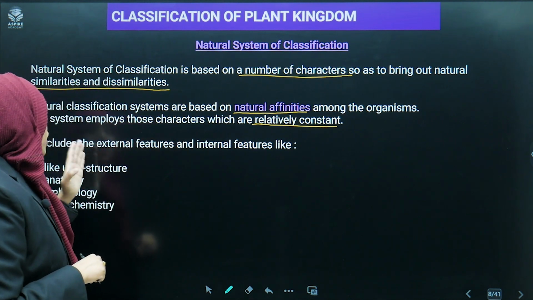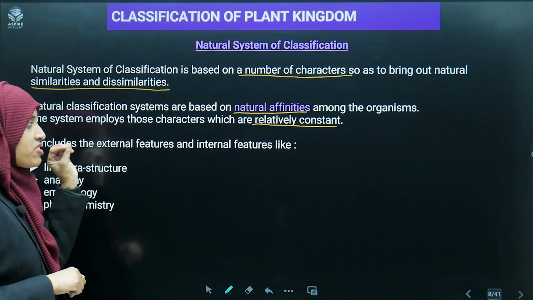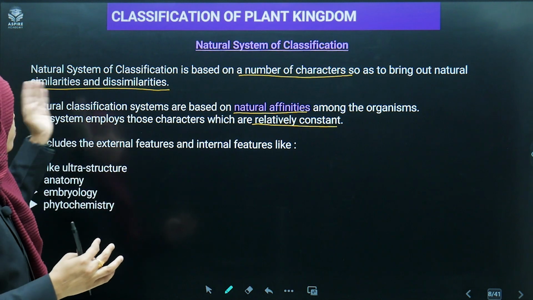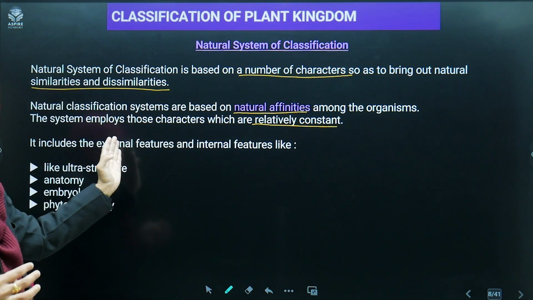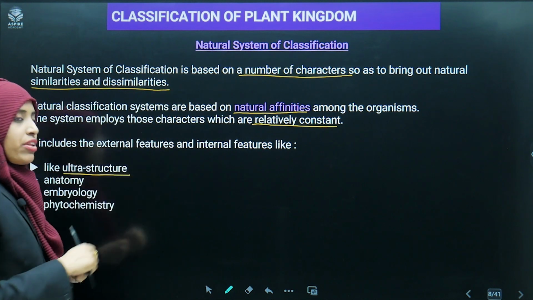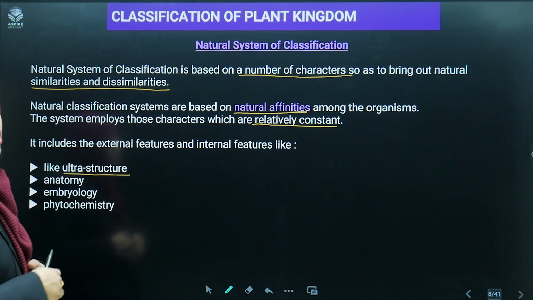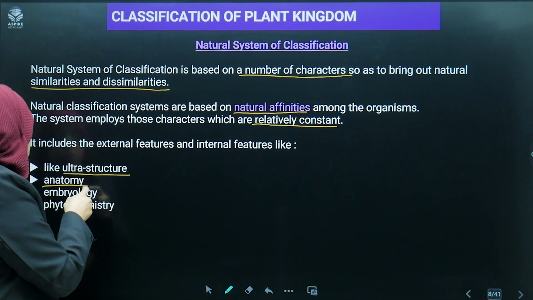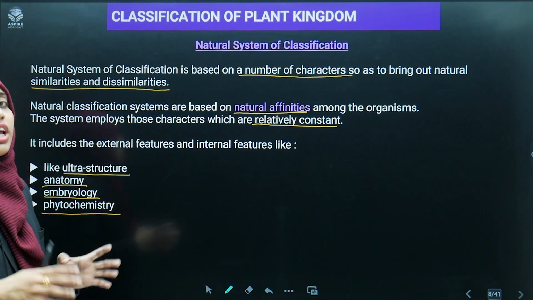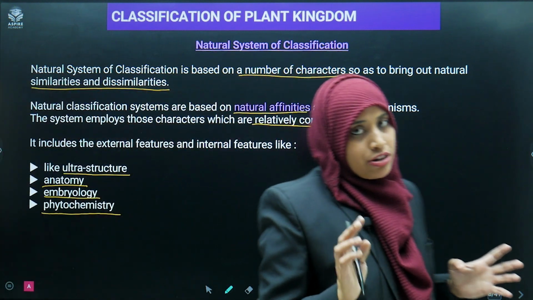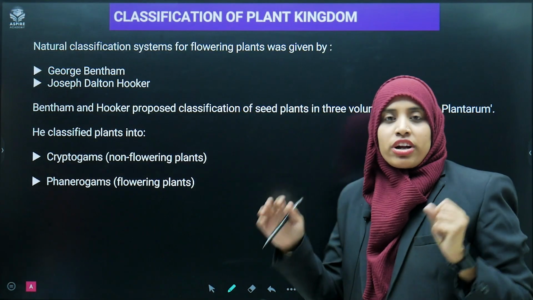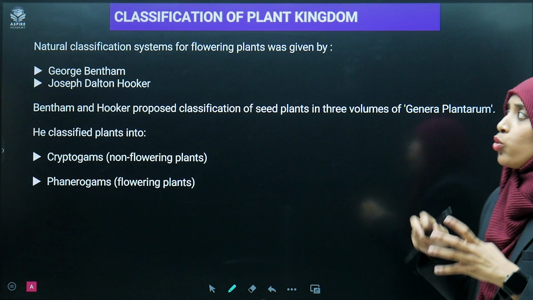ओके, so it include the external features, कुछ external features या internal features जिनको लेके comparison किया गया, उनमें dissimilarities and similarities देखे गए. So that was all that characters, ultra structure, that means detailed structure of that plant. Okay, then anatomy of that plant, embryology, phytochemistry, इन सारे चीजों को देख के ही classify किया गया plants को. Okay, now well, something more about the classification, natural classification, who has given them.